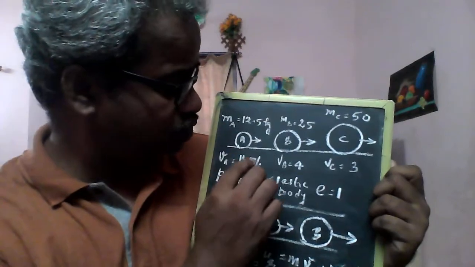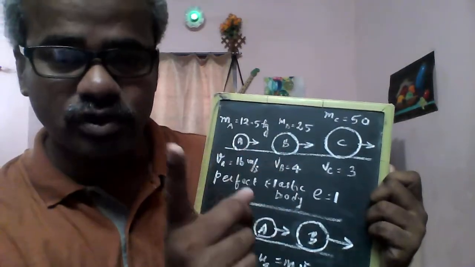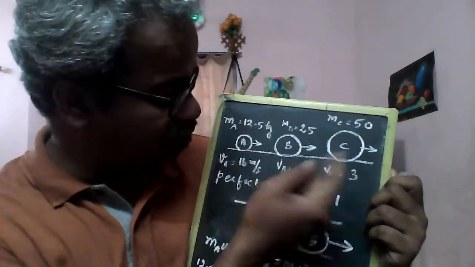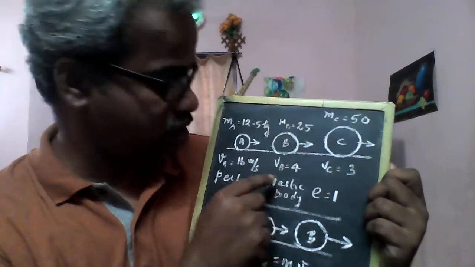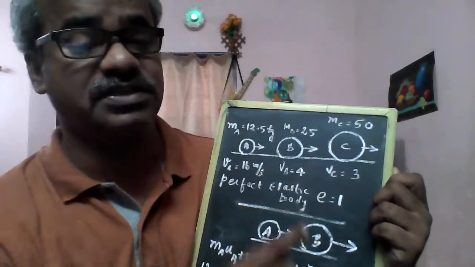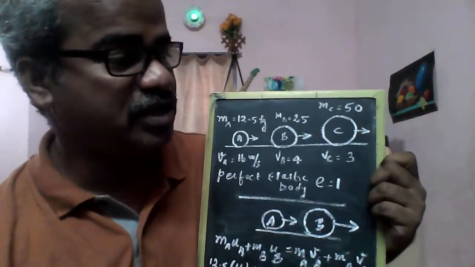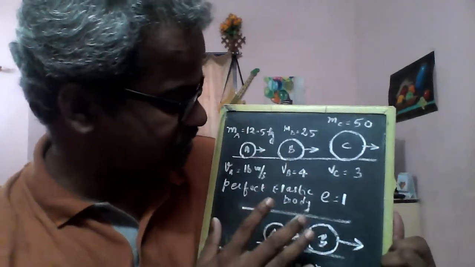If any body is moving on the left side, you should remember this as our note: you have to take the velocity as minus 4 or minus 16 or minus 3. Here all the bodies are moving in the same direction, on the right side.